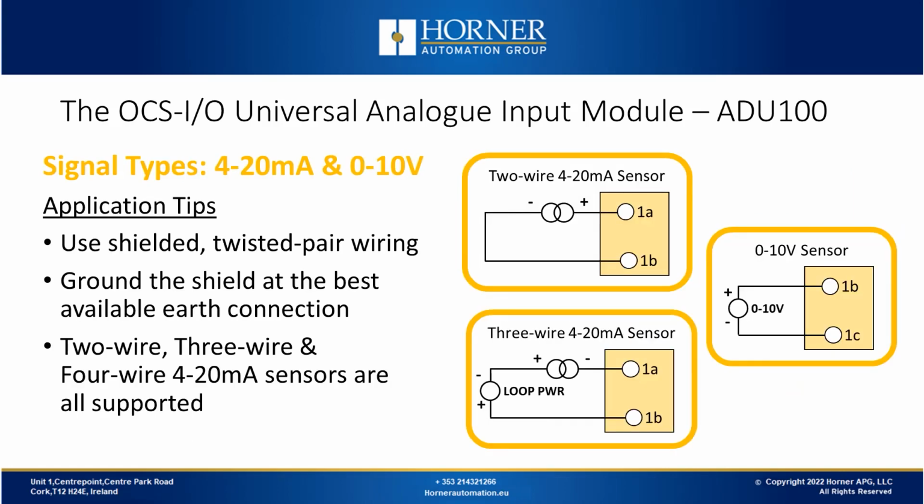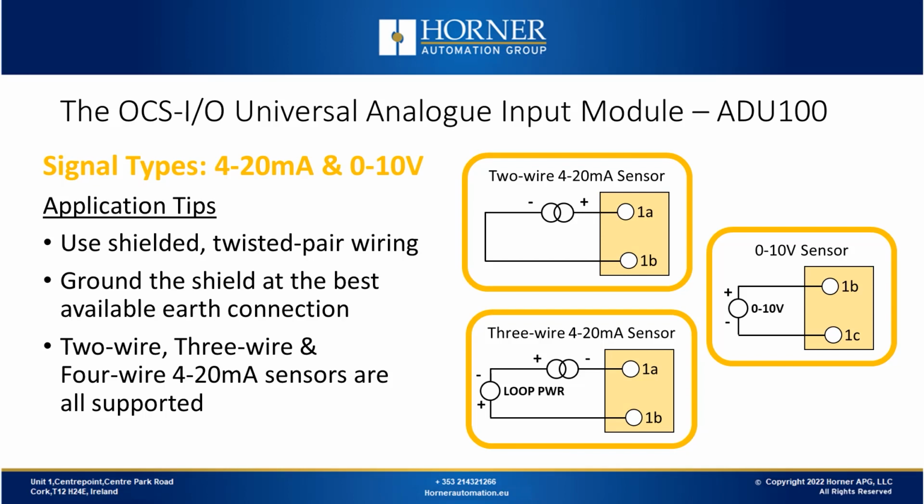Now we'll look at some application tips, starting with wiring. There are 4 terminals on each channel, A, B, C, and a 0-volt terminal. And depending on the sensor that's connected, you're going to find either the A, the B, or the C, or some combination of those will be used. Starting with the 4 to 20 milliamp and the 0 to 10 volt wiring, you'll see that the A and the B are used for current signals and the B and the C are used for voltage signals.